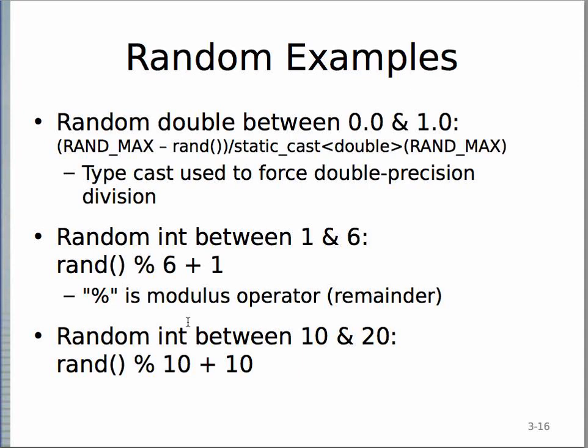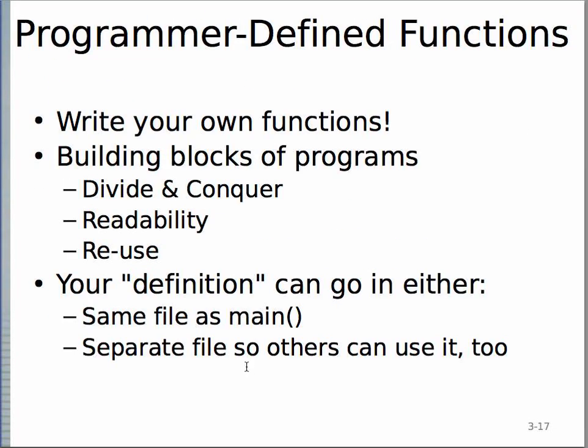Okay, so we looked at all of this. We can get a random int between any set of any range, like between 1 and 6, between 10 and 20, by using the appropriate values for the mod and the additional shift factor. Alright, so I'm hoping that's all straightforward. Next, let's take a look at programmer-defined functions. That is, how do you set up your own functions?